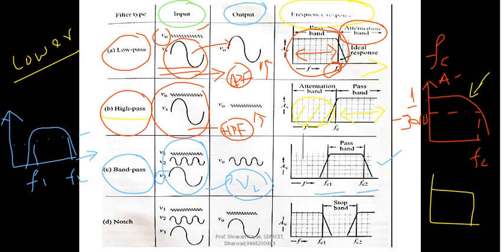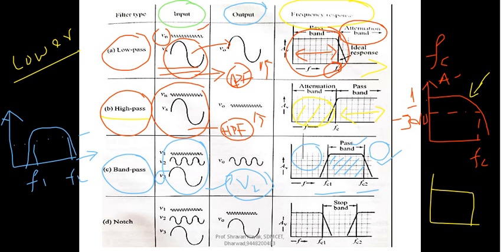So now this is going to be the pass band. That means here the signals between the frequencies fc1 and fc2 are going to be passed, and on either side of this pass band you will be having the stop band or the attenuation band. So this is the working, or the concept, of the band pass filter, right.